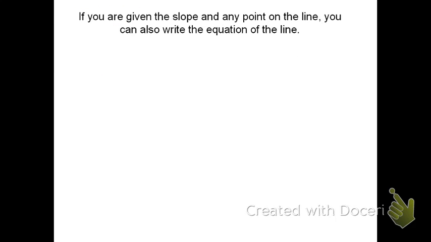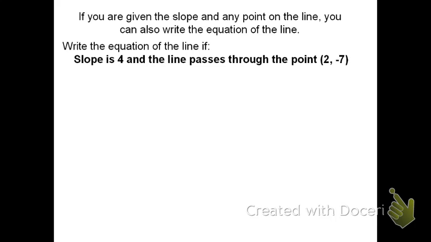Now, if we're told some other information, for instance, the slope and the point that the line passes through, we can construct a line equation based on the form y minus y1 equals m quantity x minus x1, or point-slope form. To do this, we're going to substitute in our values. We see that m is 4, x1 is 2, and y1 is negative 7.